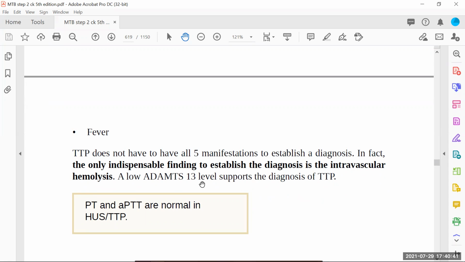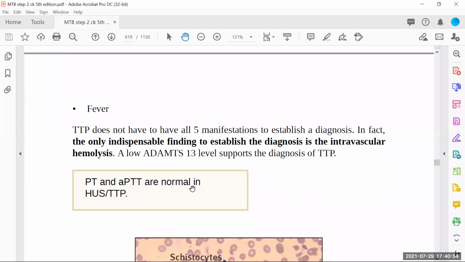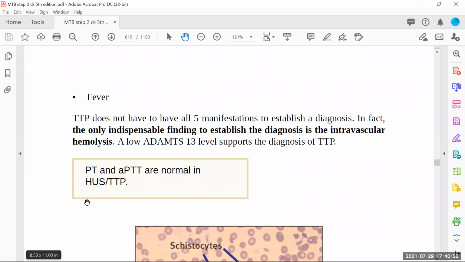Now, once you do the complement level protein testing, if it's positive, that will help in making a diagnosis of this TTP. In TTP, you will always see low level complement proteins. PT and APTT are normal. There is no relation with the clotting. Only platelets are the issue, not the clotting factors.